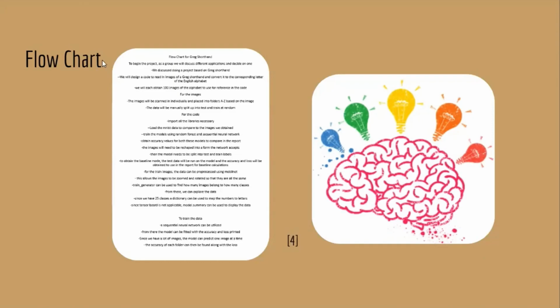We pre-processed our data using MobileNet, and this allowed us to zoom in and rotate the images so that they were all the same and consistent throughout the entire training set. We used train generator to find out how many images belong to each class, and from there we were able to explore the data. Since there were 25 different classes, each letter had to correspond to a different one in a dictionary so that it was able to accurately interpret these throughout the entire training set.